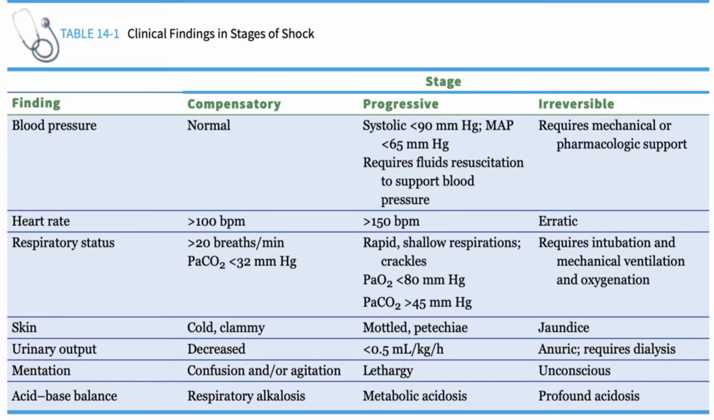Now, as we look at progressive and irreversible, you notice that you have dramatic changes in your blood pressure, your heart rate dramatically increases, your urine output drops, and they go from initially compensating, being in respiratory alkalosis, to now being in metabolic acidosis. And once you go to that irreversible stage, they are completely dependent on pharmacology, vasopressors, and they're in profound acidosis, and their mortality rate has jumped through the roof, and the chances of them making it are very slim.